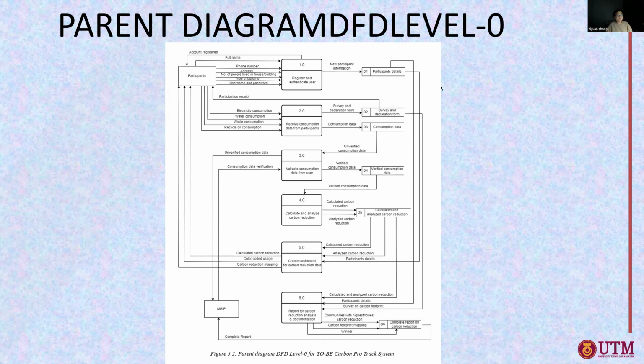Process one, register and authenticate user. We start with the participants registering their account by providing necessary details such as full name, address, number of people living in the house, type of building, username, and password. And process two, receive consumption data from participants. Participants input their electricity, water, and recycled oil consumption and waste consumption.